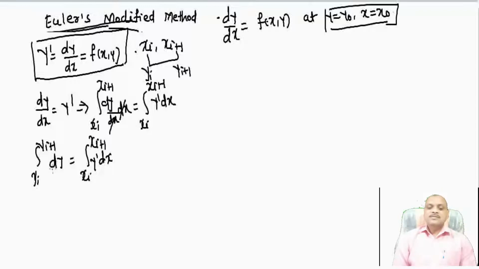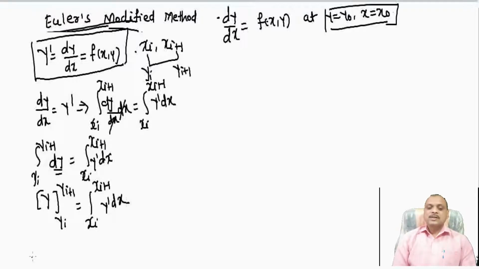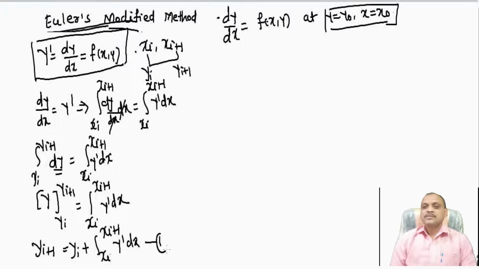Integration of dy is y, between the limits yi to yi plus 1, and on the right side integration from xi to xi plus 1 of y dash into dx. So upper limit minus lower limit, and directly we can write this as yi plus 1 minus yi. Let us move yi to the right side and we get yi plus 1 equals yi plus integration from xi to xi plus 1 of y dash into dx. Let us call it equation number 1.